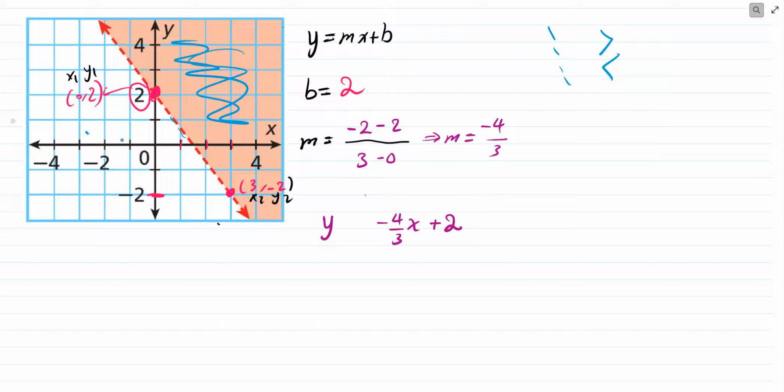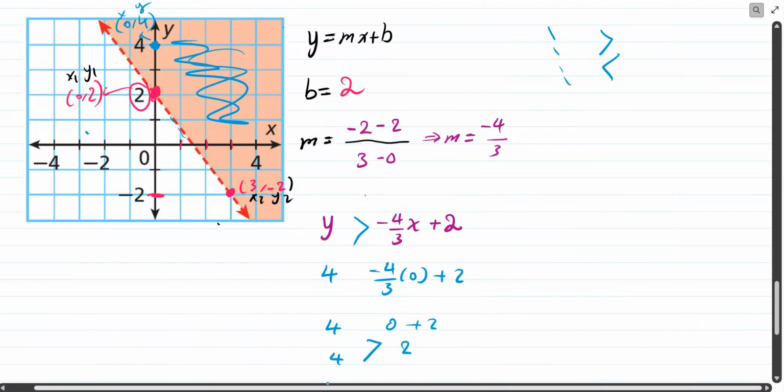Pick a point. For example, I can pick this point. This point contains 0, (0, 4), right? The point that usually contains 0, pick that point because it's easy for calculation. So (0, 4). Instead of x, I will write 0. Instead of y, I will write 4. So I will write 4, negative 4 over 3 times 0, plus 2. I will get 4, this one 0, plus 2. So I will get 4 and 2. Which side is greater? Of course, 4, so I must pick like that.